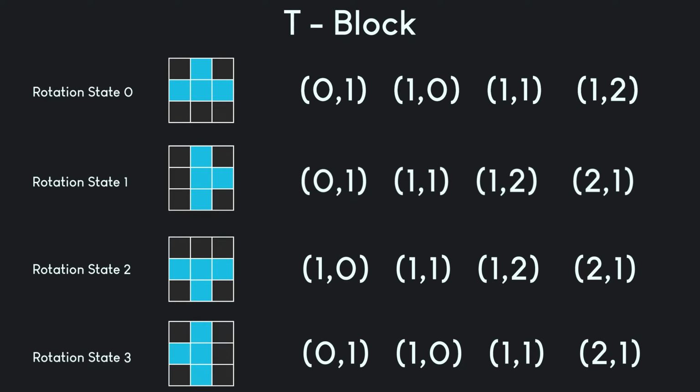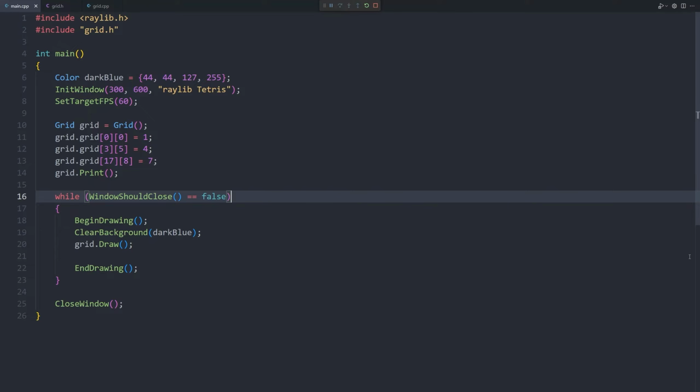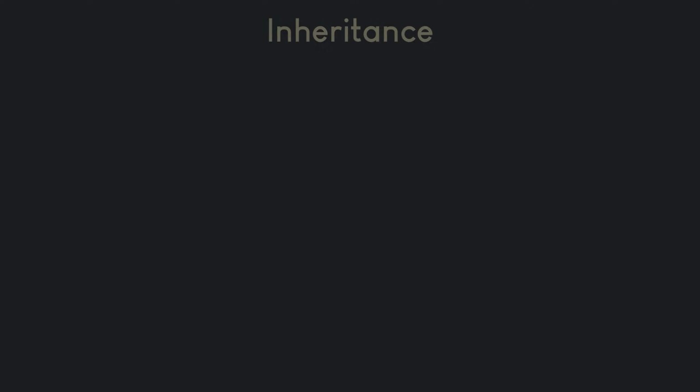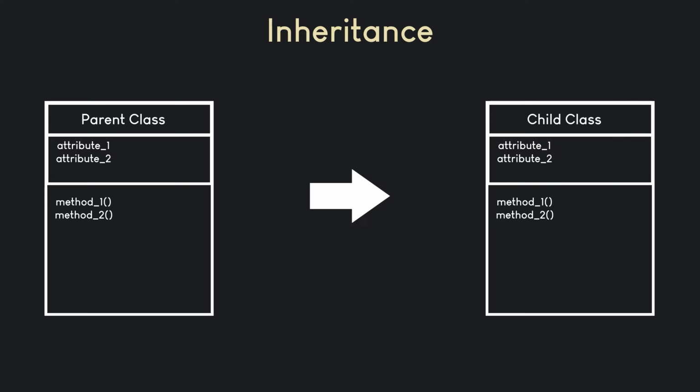Okay, now that we know how to represent each block using the bounding grid approach, let's return to our code and start implementing it. Now, before we start coding, let's leverage an object-oriented feature to simplify our code: inheritance. Inheritance is like passing down traits from parents to children. C++ allows us to create a new class that is a modified version of an existing class.